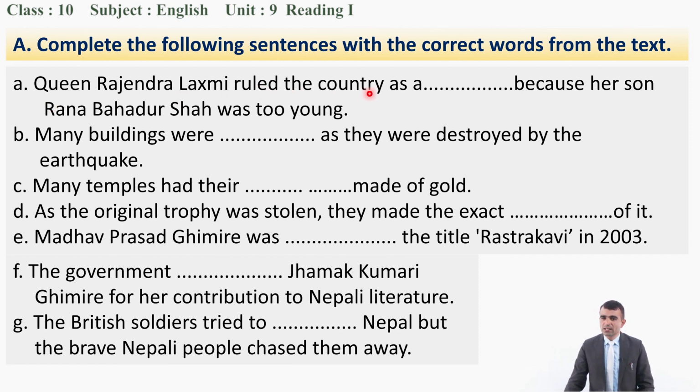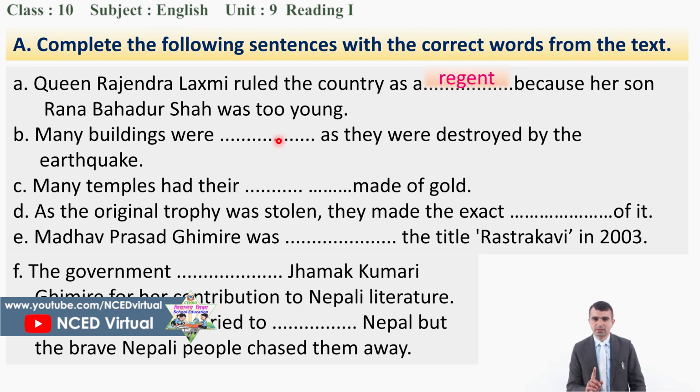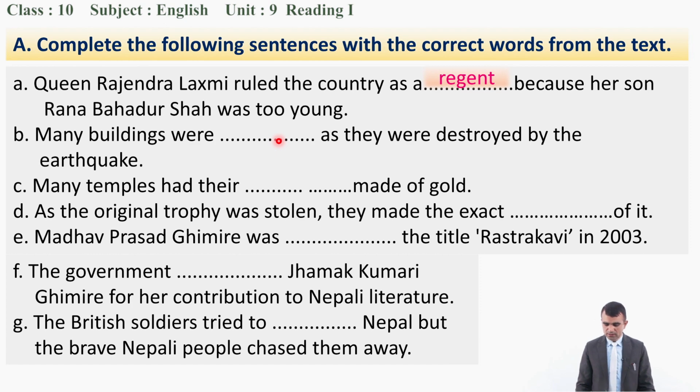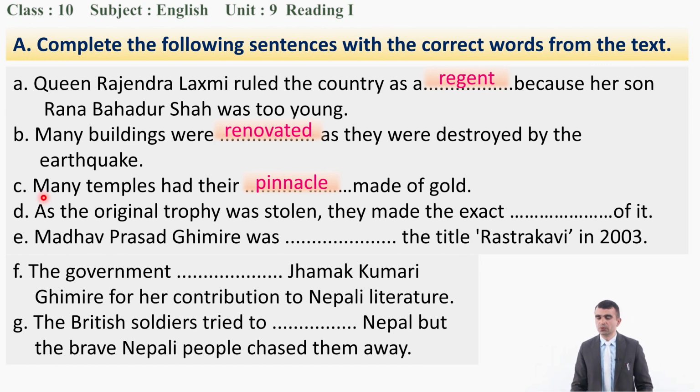The first one. Queen Rajendra Lakshmi ruled the country as a, what is the word? Yes, very good. As a regent, because her son Rana Bahadur Shah was too young. B. Many buildings were, what do you use here? Well, renovated, good. Many buildings were renovated as they were destroyed by the earthquake. Next, C. Many temples had their, what word do you use? Made of gold. Pinnacles. Good. Pinnacles made of gold.